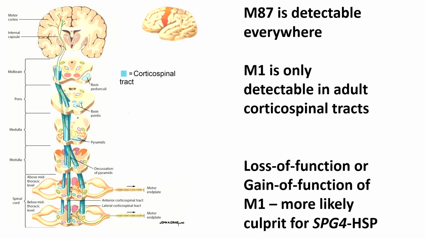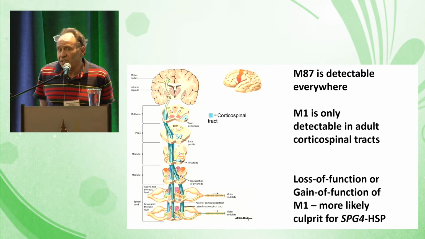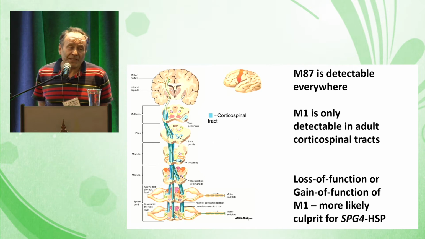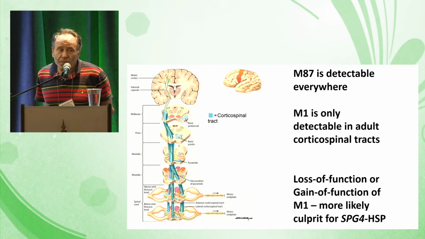Now, M87 is detectable everywhere. And I usually show some what are called immunoblots or Western blots showing this. But I know you're not scientists, so take my word for it. M87, everywhere we look, there it is. M1 is present in such low levels that we really don't see it anywhere. It's there, but we don't see it because it's present in such low levels, except for the one place we see it, which is in the corticospinal tracts.